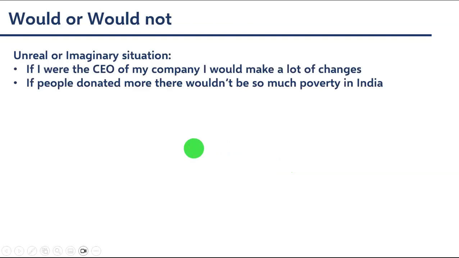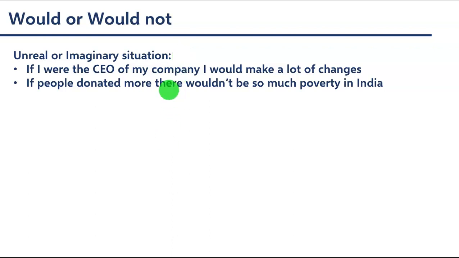Now let's move on to would or would not. Now friends, this is a modal verb which can be used in almost 4 or 5 situations and can be very confusing to some English language learners. So please pay attention as I walk you through every situation. The first and the most common is the unreal or imaginary situation. The most common use of would is the unreal or imaginary situation.